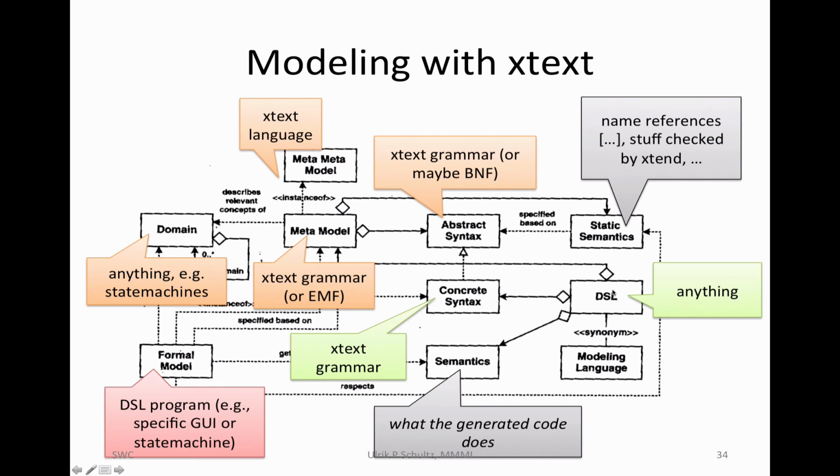We can implement any kind of DSL using Xtext. The static semantics is name references, which is typically checked by Xtext, but there might be other things we need to add. The semantics is what does the generated code do? Xtend doesn't really have support for expressing that, but of course in the end the generated code will do something.